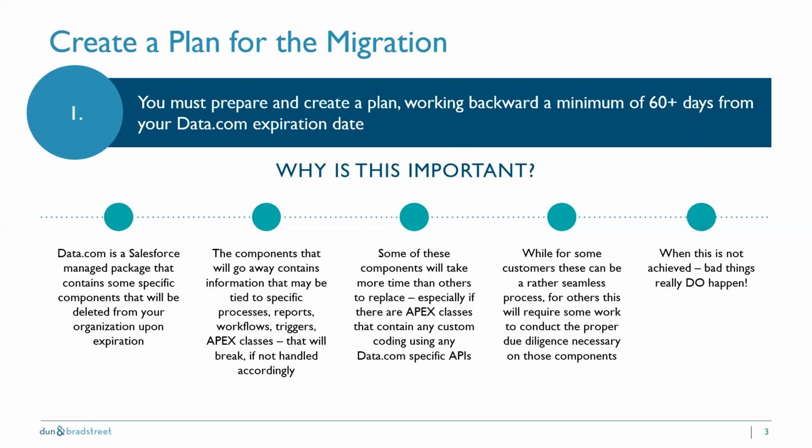The thing you need to remember is that when data.com goes away, those components that belong to data.com are also going to go away. At the end, if we have time, I'll show you a slide that talks specifically about which components go away. But the company object, where it stores all the D&B data, will go away. And of course, certain elements that are very specific to the package on the account, the lead, and the contact object are going to go away.